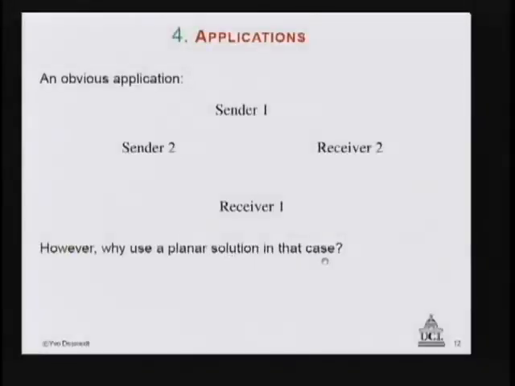However, it's not a really nice application. Why not? It's a nice application, but there is an easy solution if you don't require a planar graph. So it's a rather trivial solution if you don't require a planar graph. So why would we require a planar graph in this case? There's no reason for that. So this is just a nice example. Actually, this was first studied in this context, not for the computation, and afterwards we looked at the planar aspect.